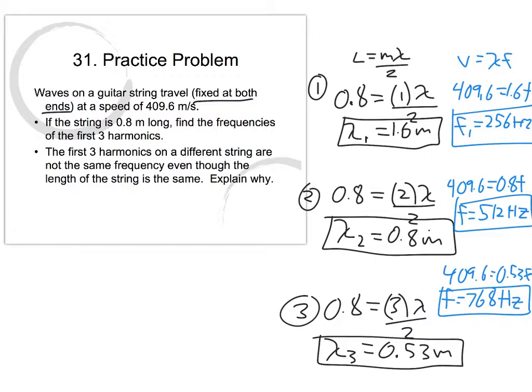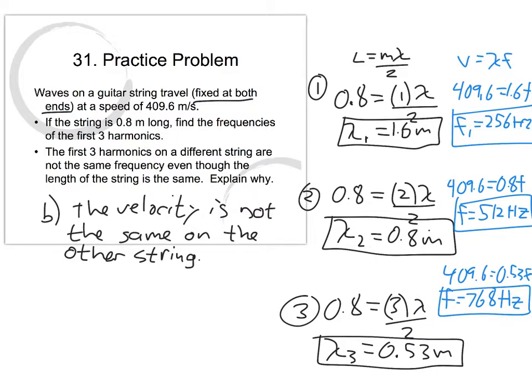Now the second question here is: the first three harmonics on a different string are not the same frequency, even though the length of the string is the same, and we want to explain why that's true. Okay, and the reason is the velocity of the waves on that string are not going to be the same. So when we have a different string, that means that the velocity of the waves on that string are not the same, and that ultimately results in different frequencies, even though the lengths are the same.